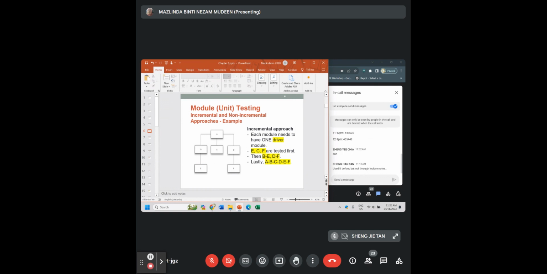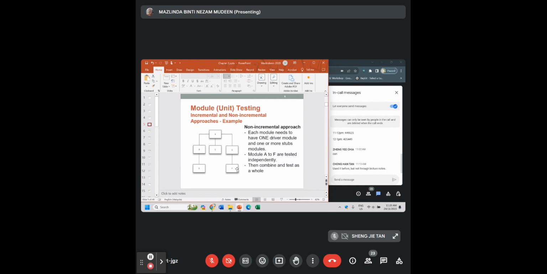So that is about the incremental approach. Then back to the non-incremental approach. When we say non-incremental, there is no combining of modules. Unlike the incremental approach, which combines level by level, no combination happens in that way. For the non-incremental approach, each module will be tested independently, one by one, individually.